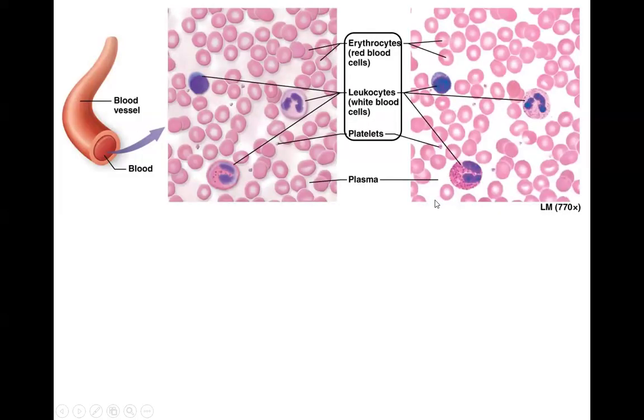Okay, so the erythrocytes, these are the red blood cells, the leukocytes are the white blood cells, and these are the platelets. So we know the erythrocytes are your.